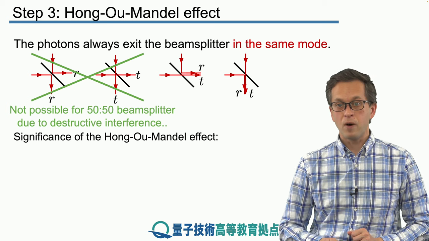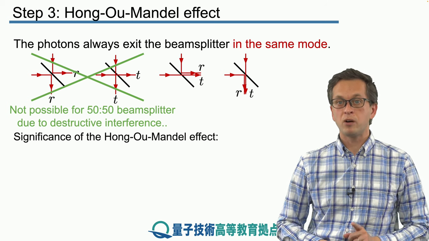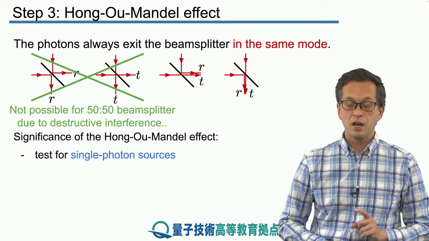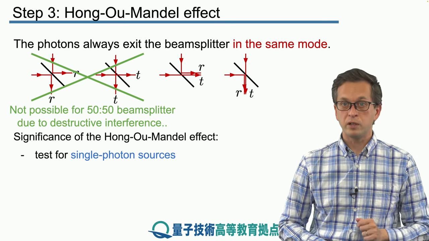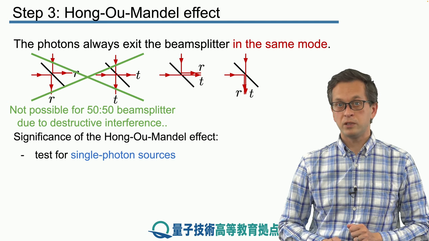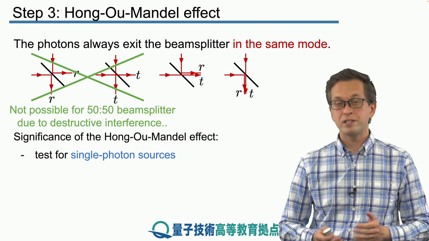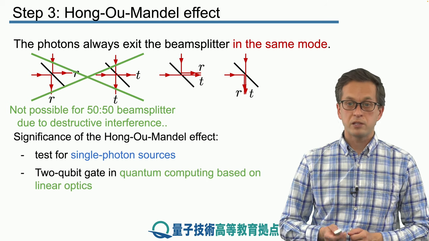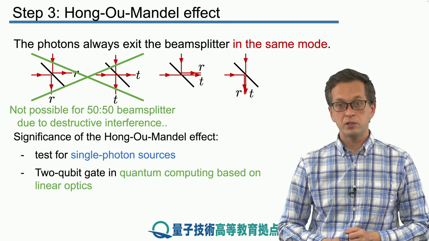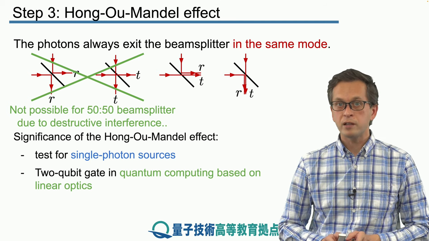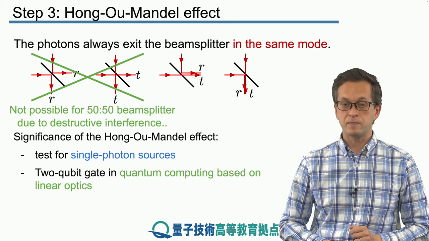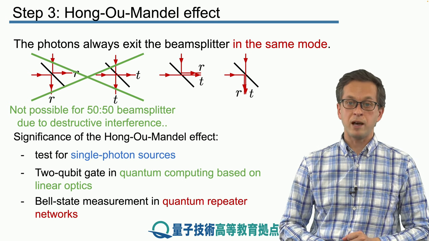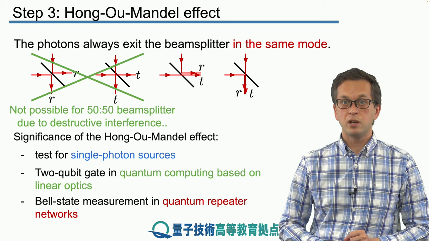Now, why is this important? The Hong Ou Mandel effect can be used to test single photon sources. If you don't have a single photon in one of your inputs, then you will be able to detect coincidence counts. So it's a way of testing that your sources really do produce single photons. It's also important in quantum computation using linear optics, where the Hong Ou Mandel effect is used to implement two-qubit gates. And in networking, it's a principal component of applying a Bell state measurement using linear optics.